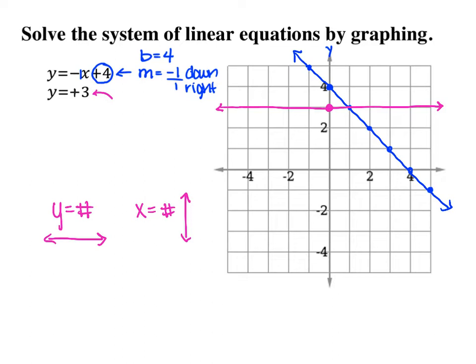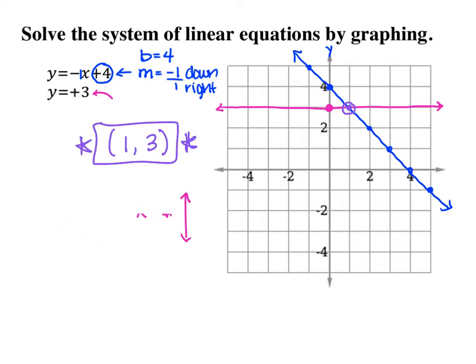My answer to this problem, solving the system of equations, is where did those two lines intersect? And they intersected at the point 1, 3. So my solution is 1, 3. The only thing left for me to do, and we're not going to require you to do this for every problem, right? But let's practice it at least once.